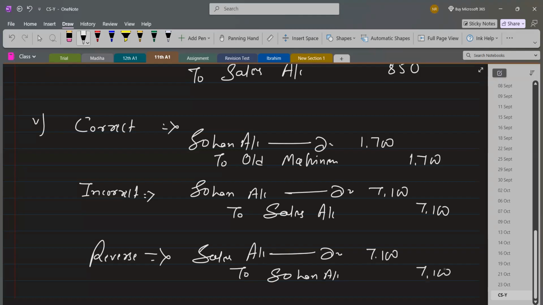Now tell me what will be the rectification entry. You have to combine the correct one and the reverse one. Do it fast because other students will also join.